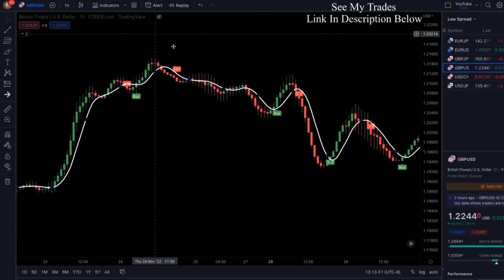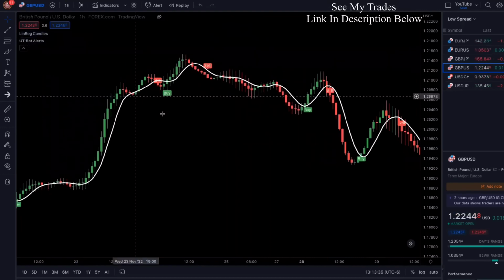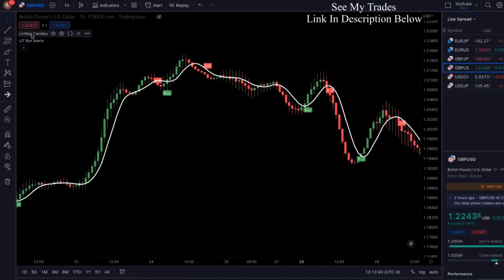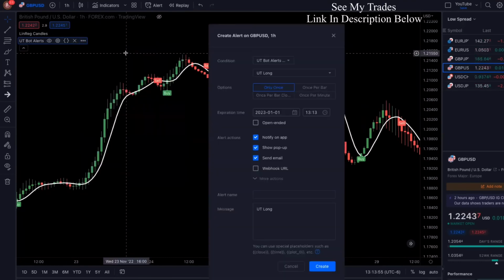All right. So to set alerts, super easy. We're going to set alerts actually on the UT bot alerts. Okay. We're not going to do it on the linear regression candles. We're going to do it on the UT bot alerts. We're going to click on these three dots and we're going to click on add alert on UT bot alerts. This will come up. Make sure you are in whatever it is that you like to trade, right? So for instance, this is the GBP USD 1 hour right here, condition UT bot alerts.